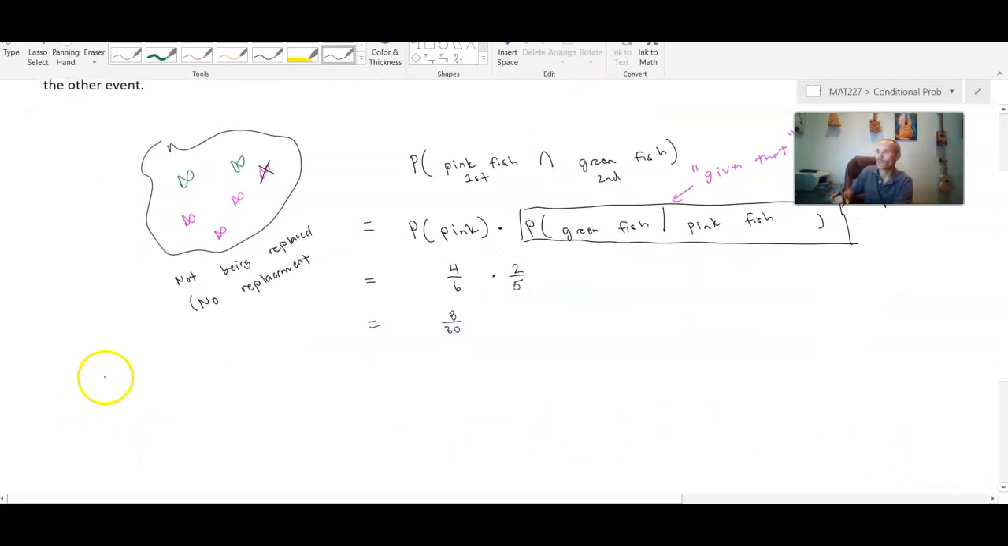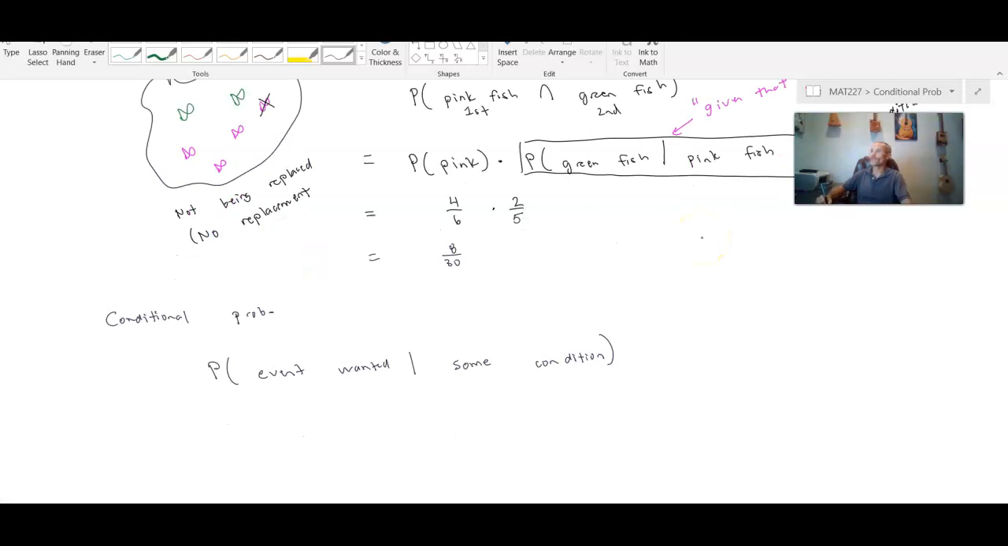So a conditional probability is often written like this. It's the probability of the event that you want to happen, and then this vertical bar, which stands for given that, and then some condition right over here.